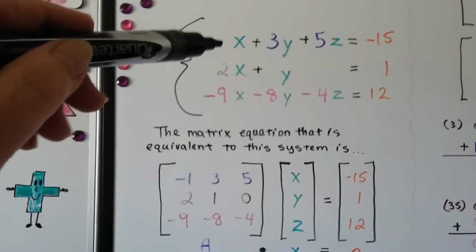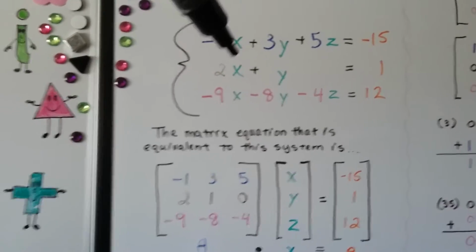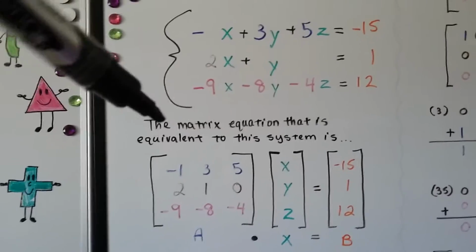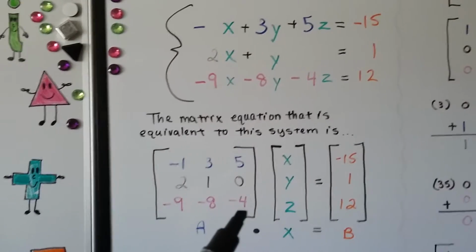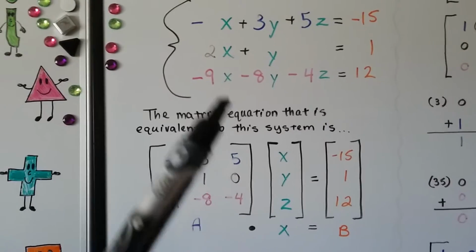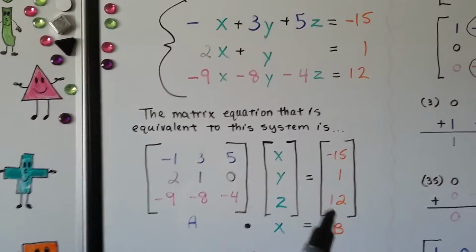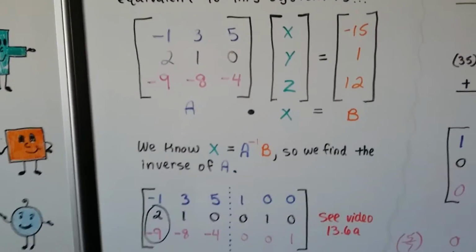We've got an invisible 1 here, so that's a -1, a 3, and a 5. Then we have a 2, a 1, and there's nothing here, so we put a 0 as a placeholder. Then we have a -9, a -8, and a -4. Then for our variables, we've got x, y, z. And then for our constants, we've got a -15, a 1, and a 12. So now we can do our A times x equals b.